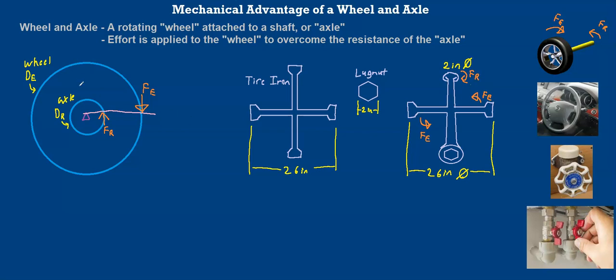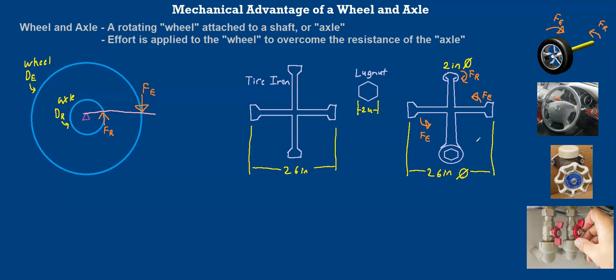Even though technically this crossbar does not really look like a wheel, in fact, it looks kind of like a lever at first glance, the fact that the resistance to overcome is in the attached axle, this rotating effort applied at this crossbar effectively becomes our wheel.